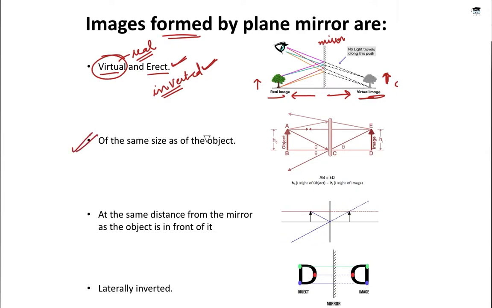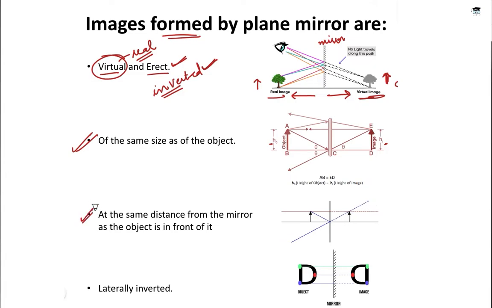Second, it is of the same size as the object. So the object is of this height h0. The image is also of the same height. The height of object and image is the same. So whenever you stand in front of a plane mirror at your home, you will see that the height of your image is exactly the same as your height.